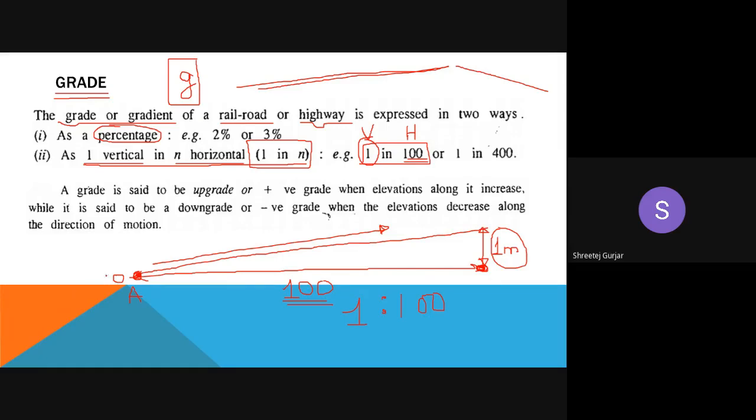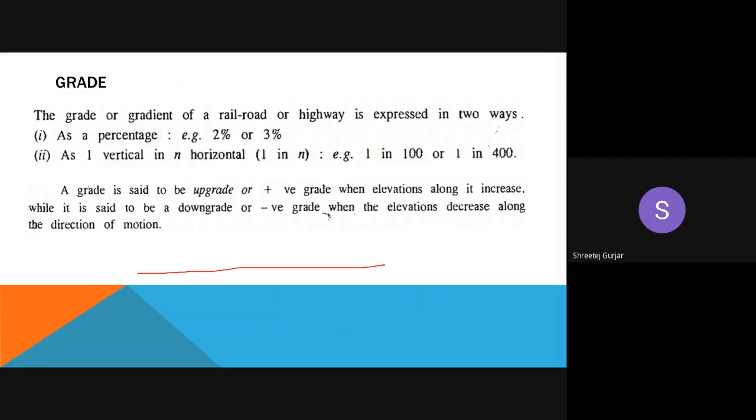Or suppose the elevation at A is 100 meters. Once you travel 100 meters, your elevation at point B will be 101. I'm talking about a rising gradient of 1 in 100. Similarly, it will be the same for a falling gradient of 1 in 100. On a falling gradient, you will go down by 1 meter for every 100-meter travel.